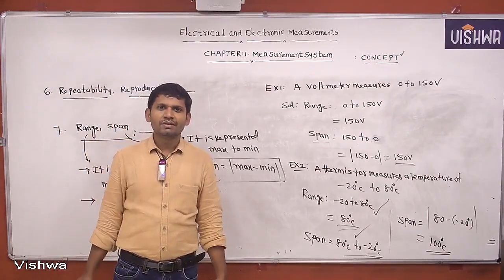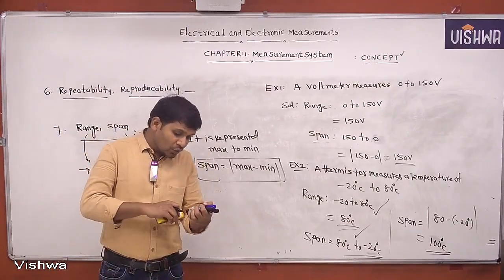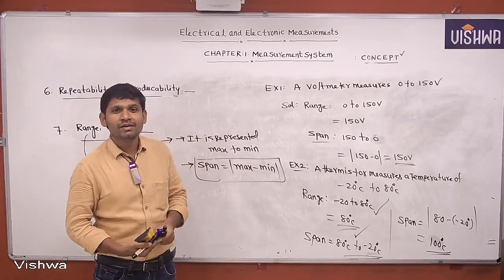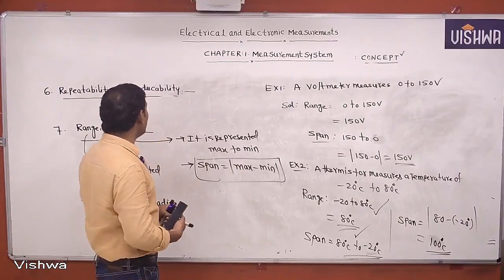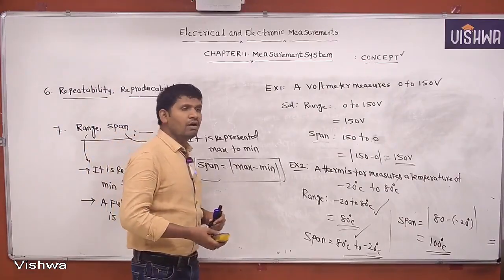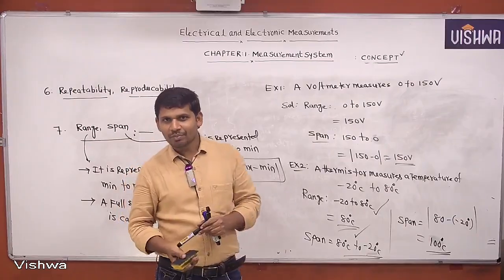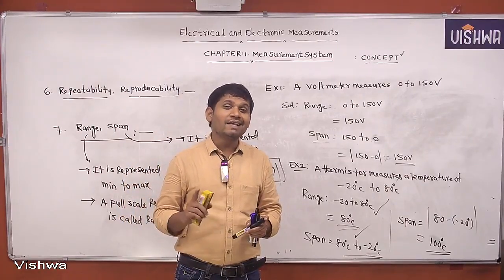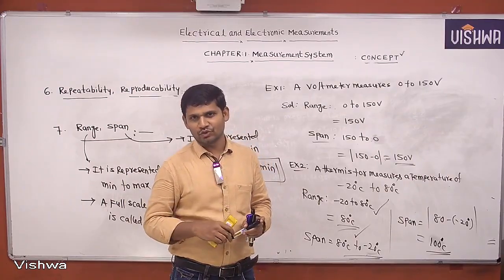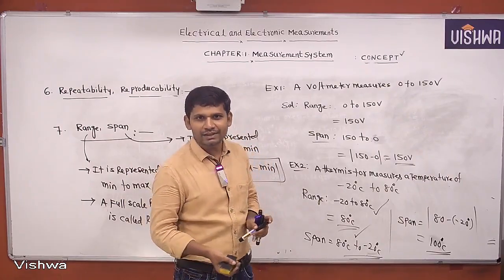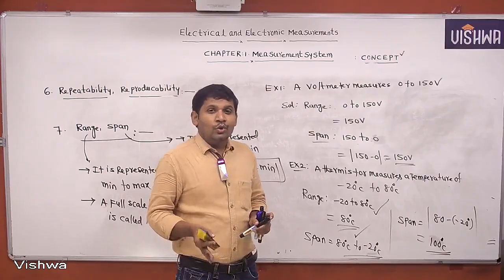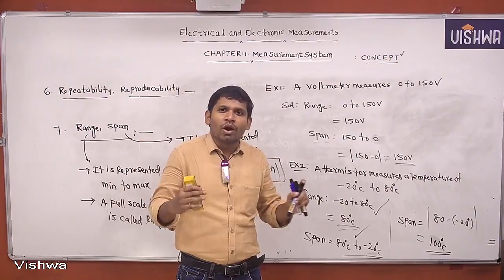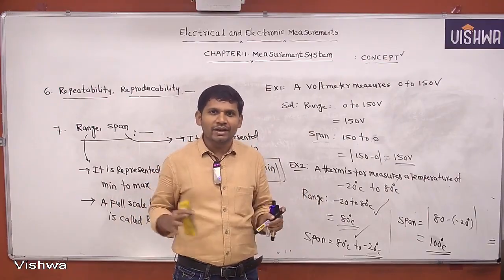With this, accuracy, resolution, precision, linearity, sensitivity, reproducibility, repeatability, range, span, all these characteristics are completed. All these characteristics are desirable static characteristics of an instrument. During design of an instrument, we can design in such a way that we get these characteristics.